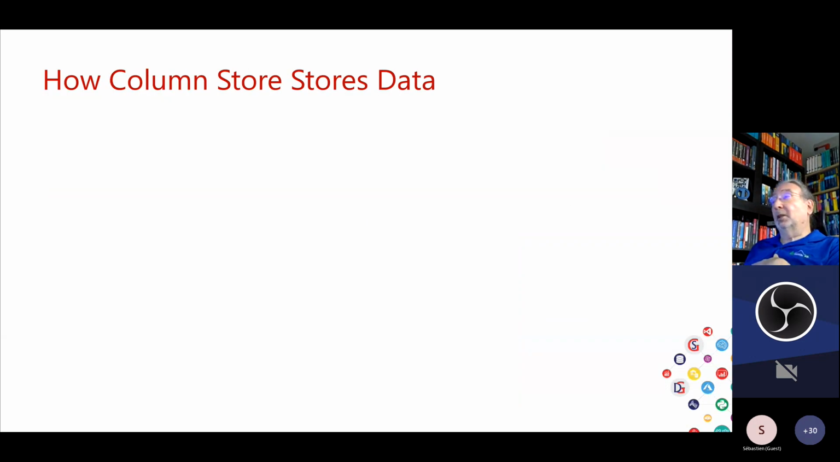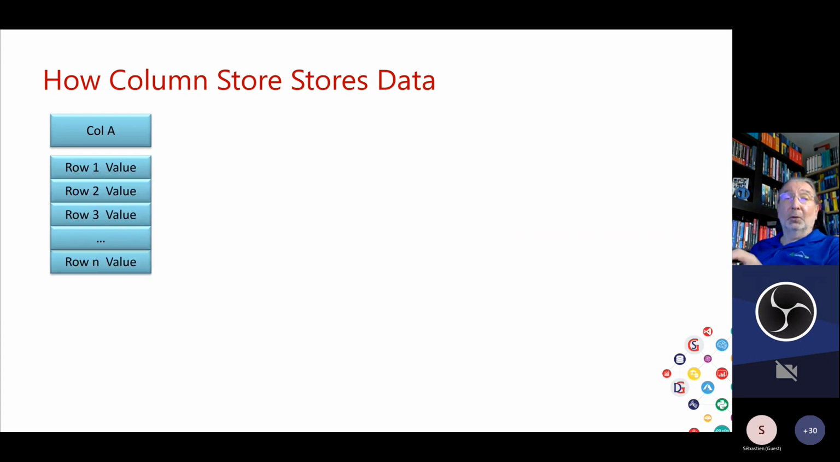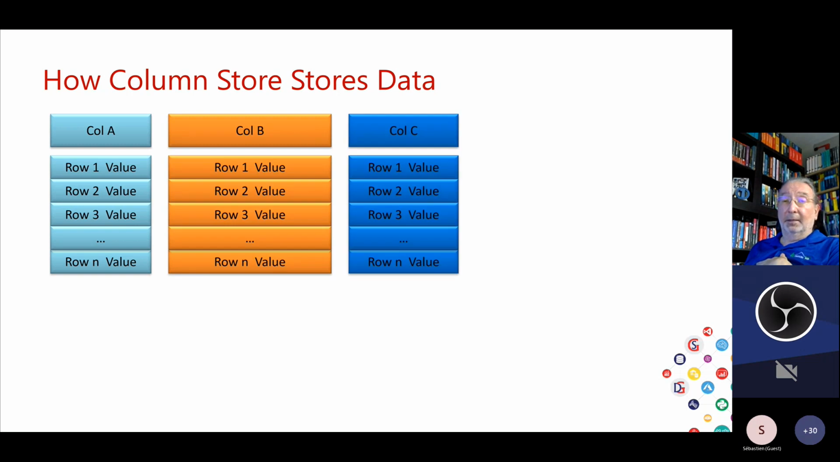So column store just flips the way things are stored. Instead of column A and then putting column B, C, and so on together, it stores the value for each and every row together. Yeah? And then column B, the same thing, and column C. So instead of row by row, the data is stored column by column.